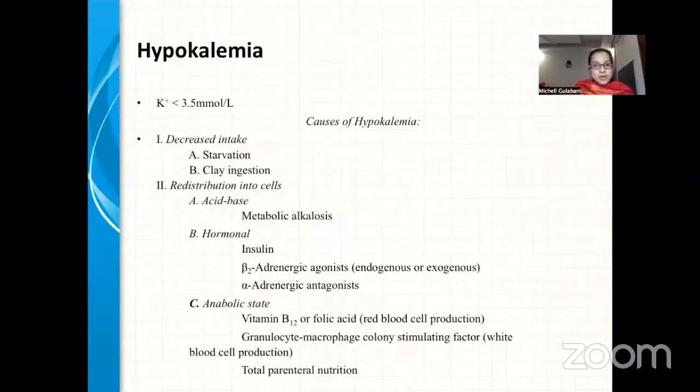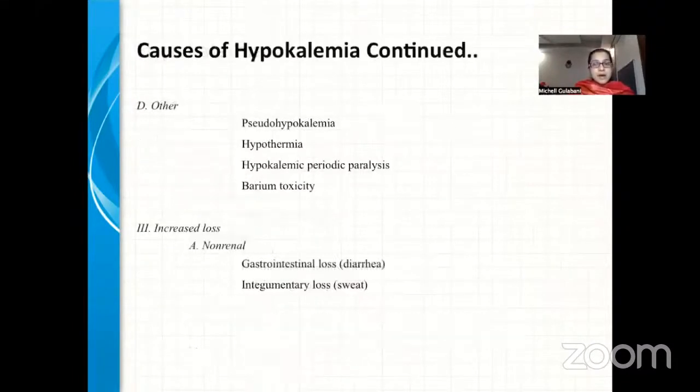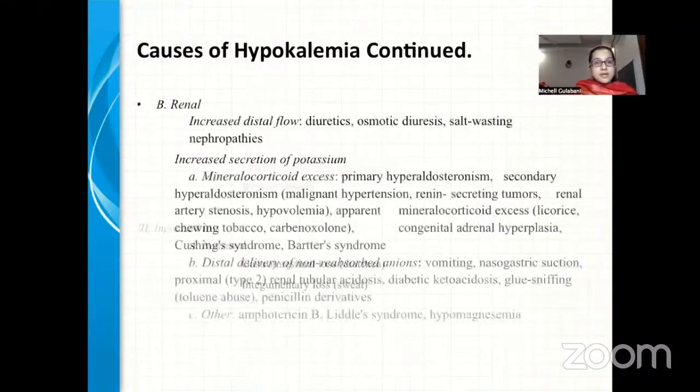Now, when you talk about redistribution, it is the acid-base disorders firstly, like metabolic alkalosis, hormone-induced like insulin and beta-2 adrenergic agonists, anabolic states like vitamin B12 and folic acid, and TPN. Others, again, you have pseudo-hypokalemia, hypothermia, and hypokalemic periodic paralysis. Then another cause can be increased loss, which again can be divided into non-renal and renal. So non-renal will be the GI losses, integumentary losses.